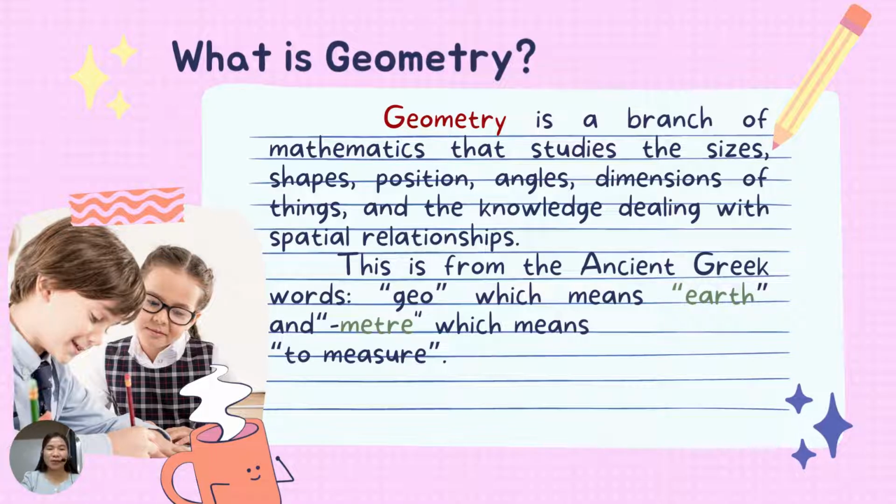Now, what is geometry? Looking back at our first drawing as a child, we often remember points, lines, and even planes in the form of familiar shapes. These concepts and terms are part of geometry. Geometry is a branch of mathematics that studies the sizes, shapes, positions, angles, dimensions of things, and the knowledge dealing with spatial relationships. This is from the ancient Greek words geo, which means earth, and metre, which means to measure.